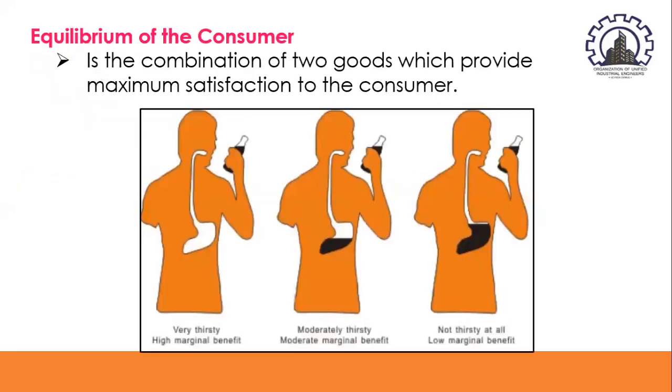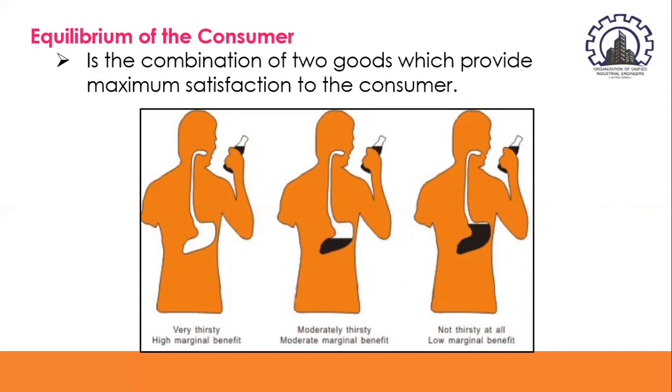The equilibrium of the consumer is the combination of two goods which provides maximum satisfaction to the consumer. This is also the point where the budget line is tangent to the indifference curve. The consumer cannot buy a combination above the budget line, although it has more utility. He can acquire any combination below the budget line, but it has lower utility.